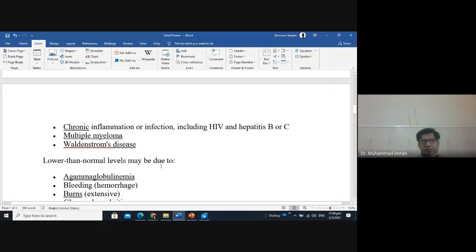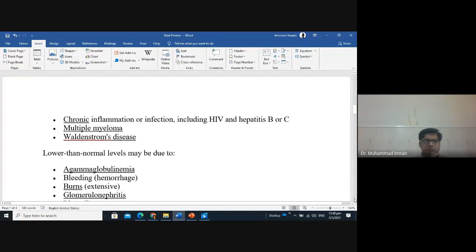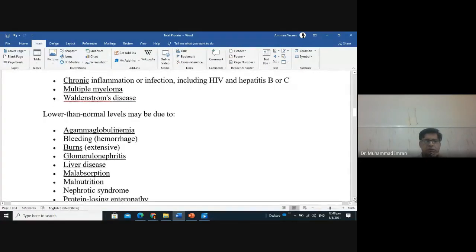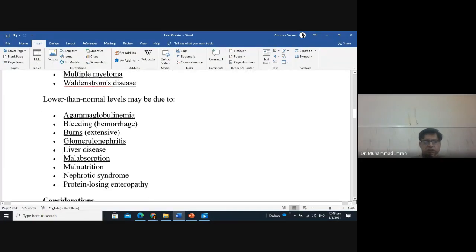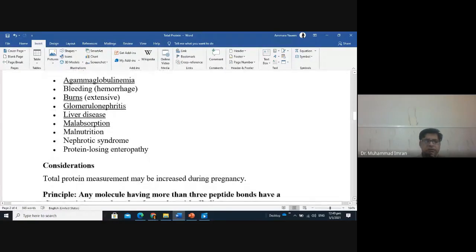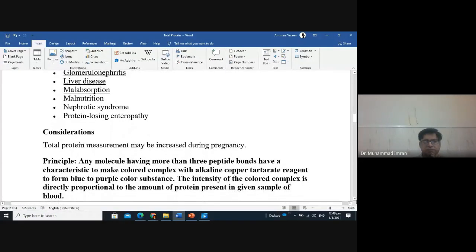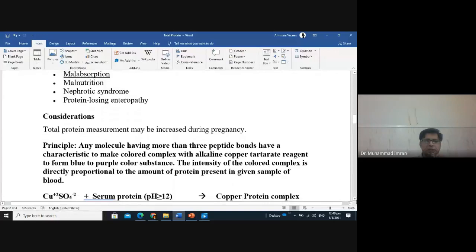Lower than normal level may be due to some liver diseases, agammaglobulinemia, bleeding, hemorrhage during an accident, extensive burns, glomerulonephritis, which means kidney disease, liver disease, malabsorption, malnutrition, nephrotic syndrome, protein-losing enteropathy. Consideration: total protein measurement may be increased during pregnancy.